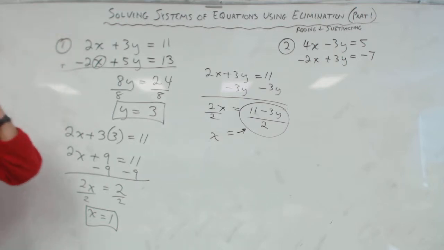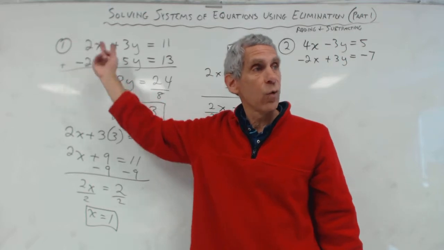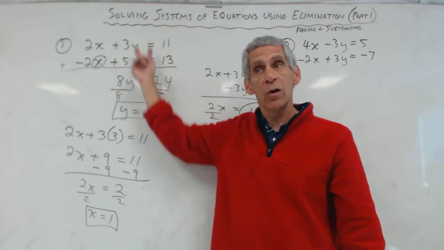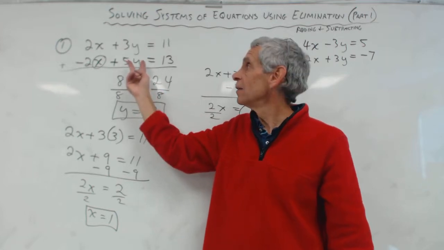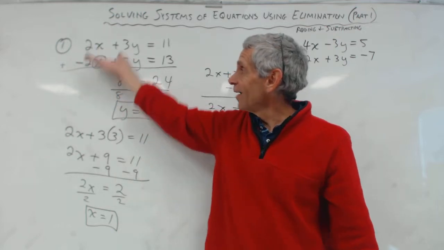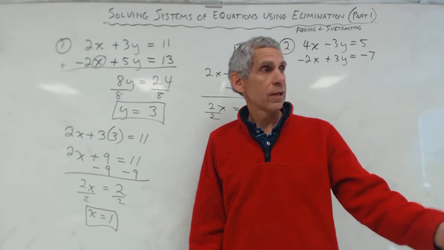All we had to do, though, what was key, was that we had to make sure that the coefficients in front of the x's or the coefficients in front of the y's were the same number, except one was positive, one was negative. And nicely, that was given to us already. You agree with me? Yes.